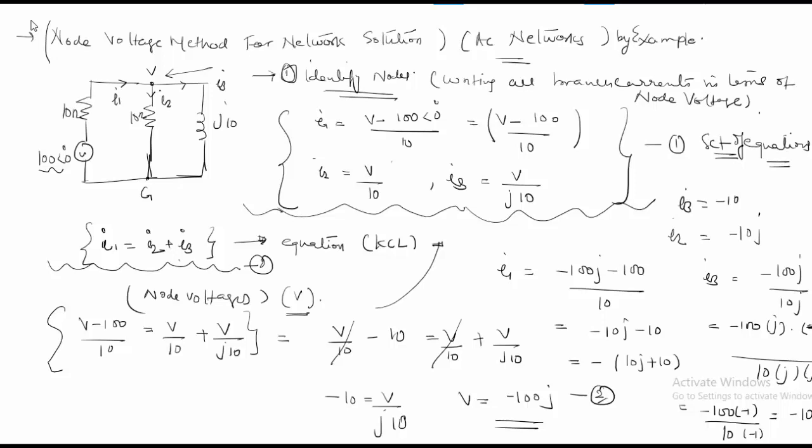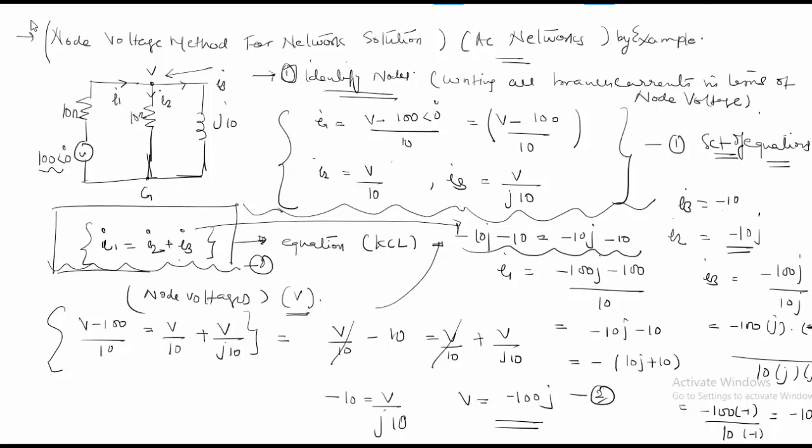Just to check if I have got it correct, my minus 10j minus 10, substituting in this equation, is my I1, and my I2 is equal to minus 10j, and my I3 is equal to minus 10. So whatever value I have got is correct and it can be validated by this same thing.